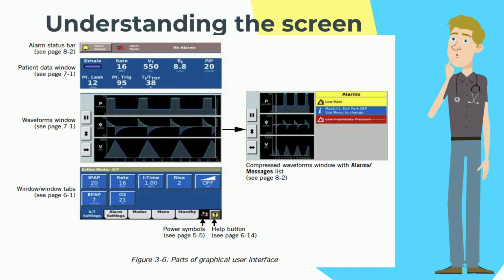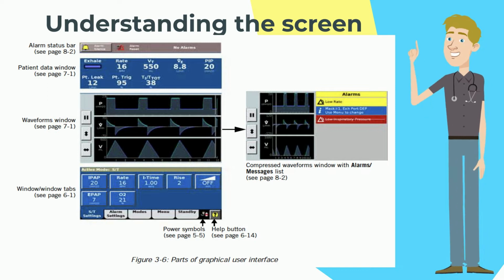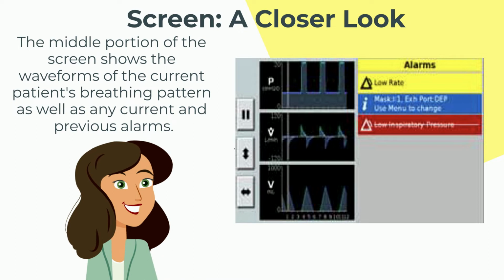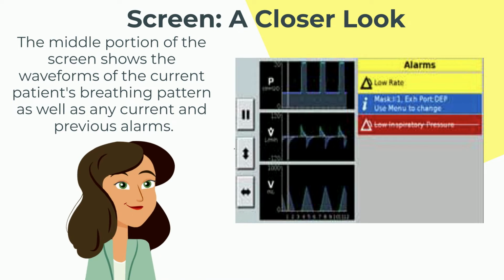Let's take another look at the screen. At the top, we see the alarm status bar just above the patient data window. The midsection shows the waveforms window, and the bottom shows the window tabs. A closer look at the middle portion of the screen shows the waveforms of the current patient's breathing pattern as well as any current or previous alarms.